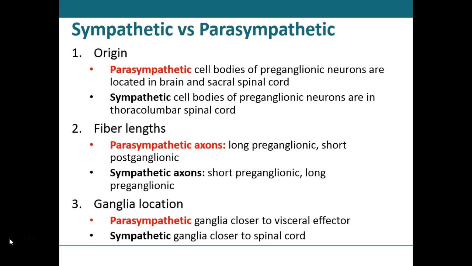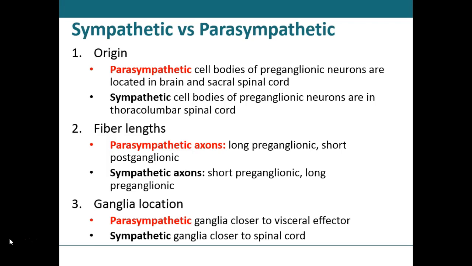The origin of the sympathetic versus the parasympathetic neuronal cells are a little bit different as well. The parasympathetic cell bodies of preganglionic neurons are located in the brain and spinal cord. Now remember, preganglionic simply means before the ganglion, and the ganglion is that enlarged little mass of cells. The sympathetic cell bodies of preganglionic neurons are located in the spinal cord. And we'll see a picture of all this on the next slide.